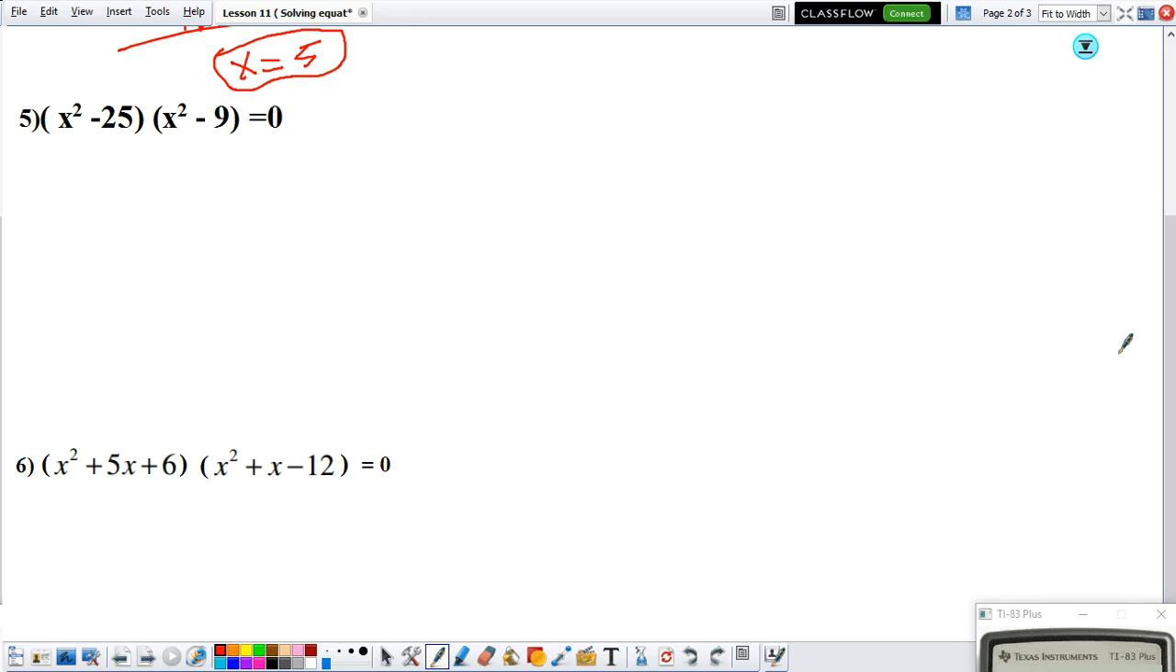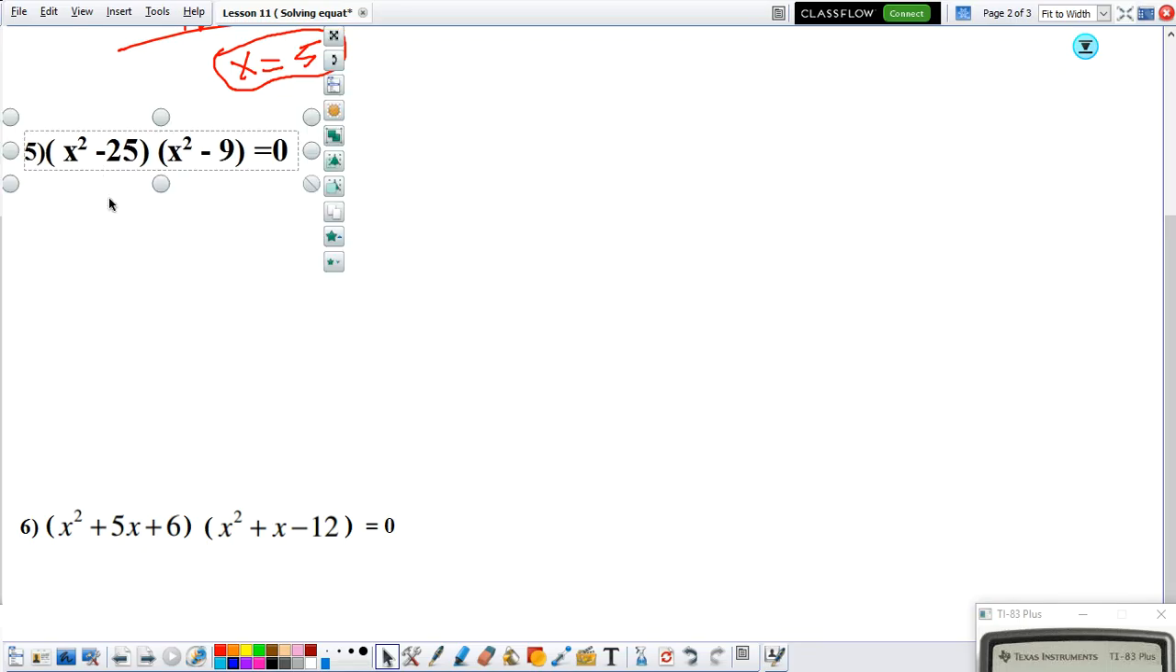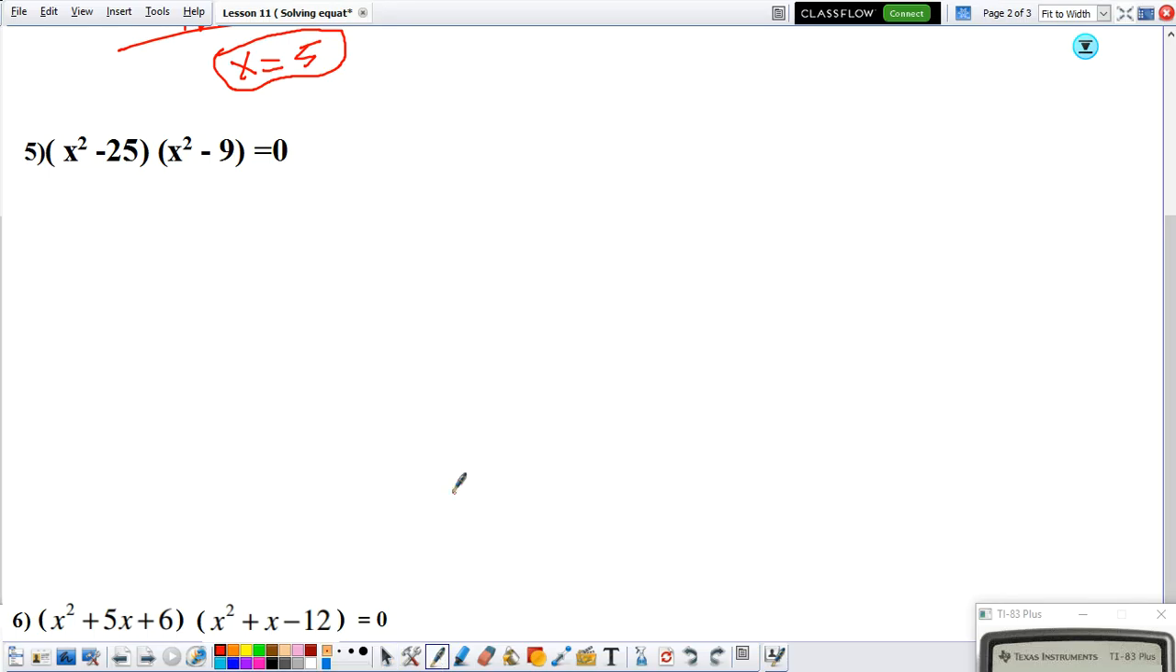Now, example 5. Just a little more tricky. What do we do in these instances? We still follow the same procedure. Two expressions, and they're equal to 0. So you set each one of them equal to 0. So now you have x squared minus 25 equal to 0, and you also have x squared minus 9 equals 0. And then we solve individually.